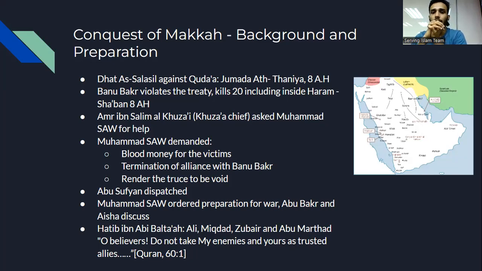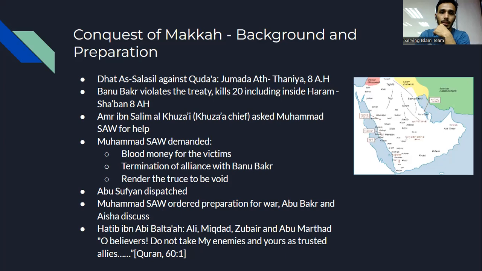Okay. Now after this incident, Allah revealed the verse of Surah Mumtahanah, the first verse. Oh believers, do not take my enemies and yours as trusted allies. So this is a reference to Hatib. Do not think that the enemies of Allah and His Messenger are going to be allies. And therefore, a strict prohibition of taking any kind of help from the enemies of Allah and His Messenger was revealed in this particular ayah.